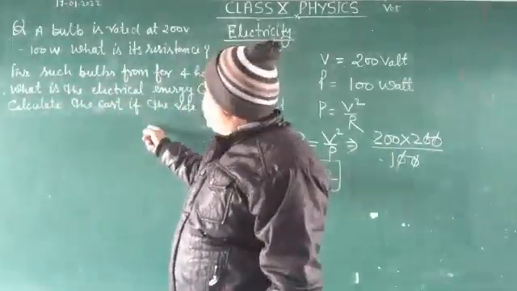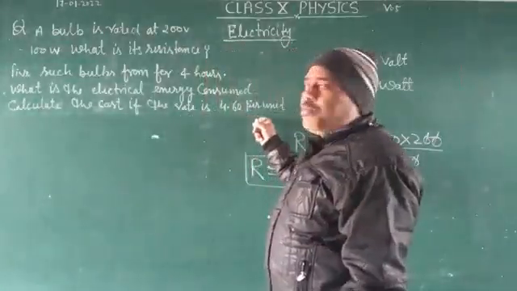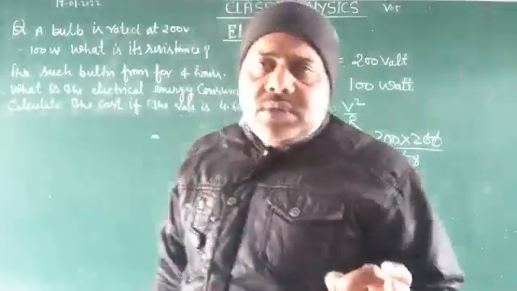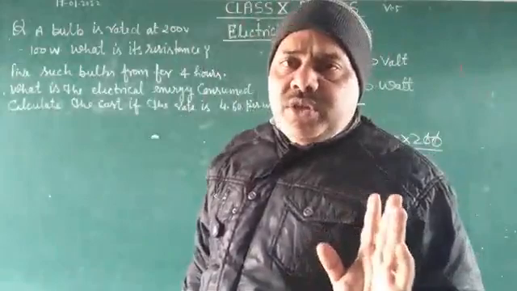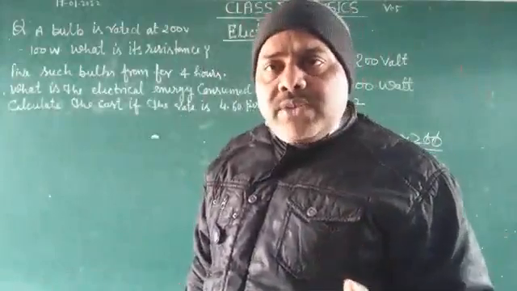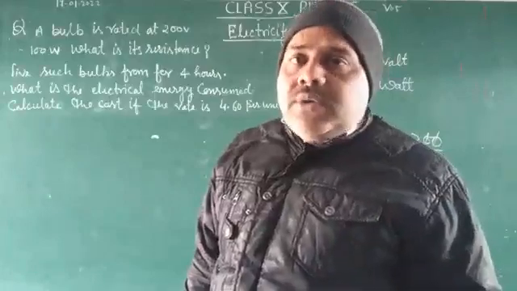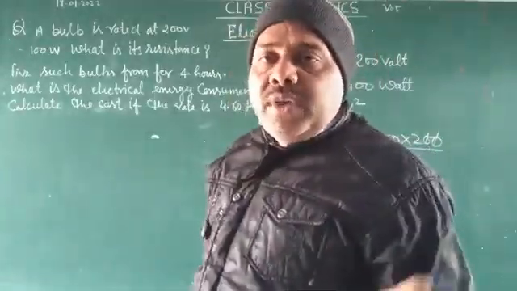Calculate the cost if the rate is 4.60 per unit. I told you kilowatt hour. Kilowatt hour, kWh, is the commercial unit of energy. We can write 1 kilowatt hour in joule also. You will see after this question how we can write 1 kilowatt hour in joule.